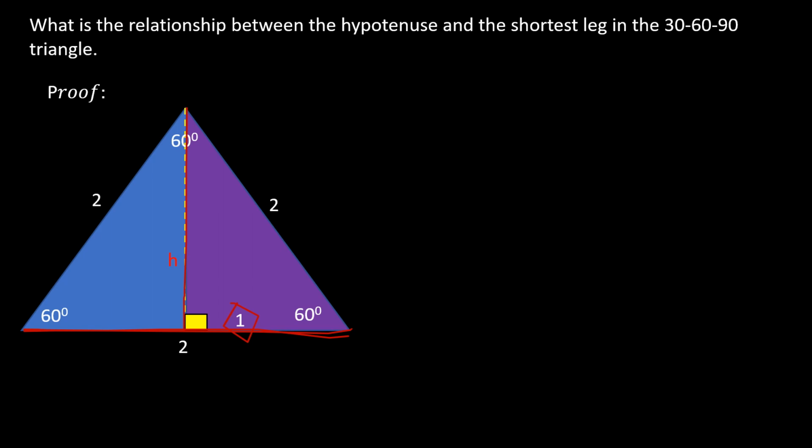So this is a right triangle, and by applying the Pythagorean theorem, we are going to solve for h. So the Pythagorean theorem states that a squared plus b squared equals c squared, taking 1 as the a, so 1 squared, and taking h as b, so it's h squared equals 2 squared, the hypotenuse, which came from here.